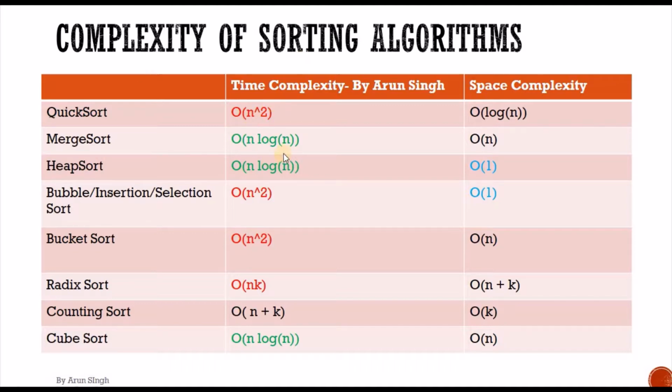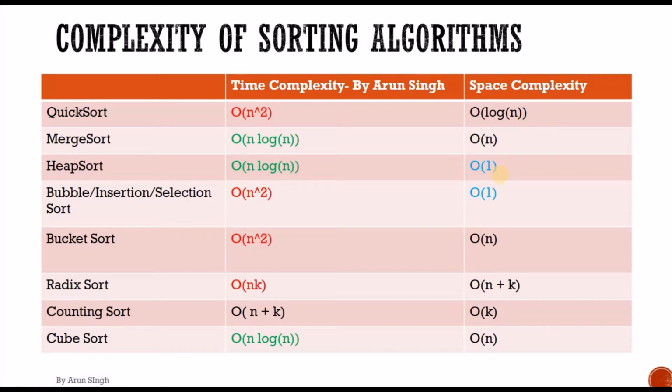Merge sort. Time complexity is O(n log n). In terms of time complexity, merge sort is better than quick sort. But in terms of space complexity, merge sort is poorer than quick sort because log n is better than n. Let's talk about heap sort. Its time complexity is the same as merge sort, but space complexity of heap sort is O(1).